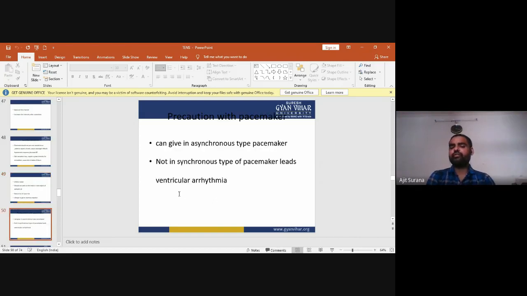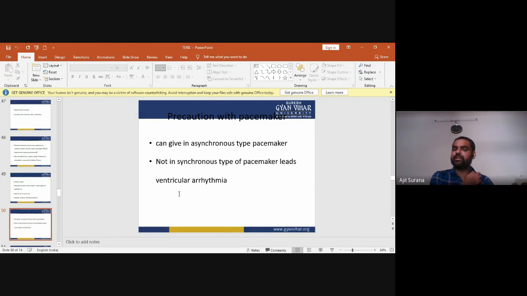Now the precautions with pacemakers. TENS can be given with an asynchronous type pacemaker, not with a synchronized type of pacemaker, as it leads to ventricular arrhythmia.